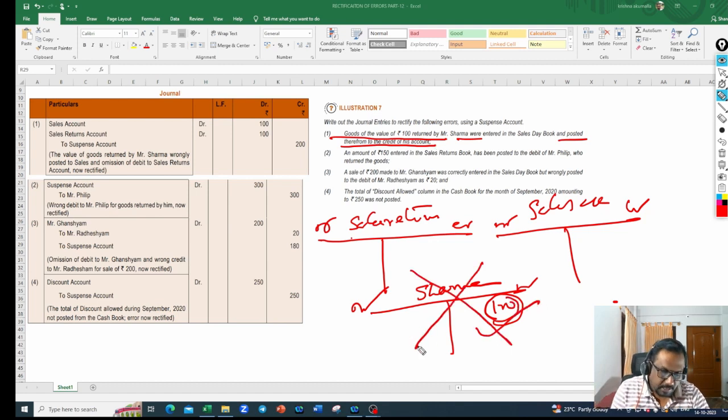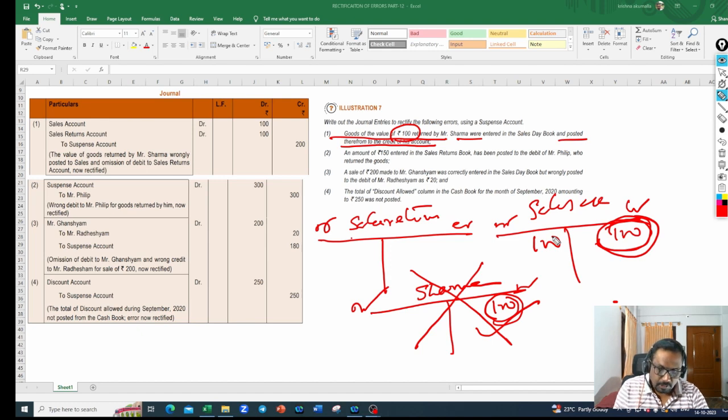Close it. Now the goods returned 100 rupees entered in sales day book. If it is entered in the sales day book, it would have been entered in the sales account credit side. This is the wrong entry. They said very clearly it is wrongly entered in sales book. If something is entered in sales book, that would have been entered in sales account credit. So to rectify this, what are we supposed to do? We have to debit 100 rupees.